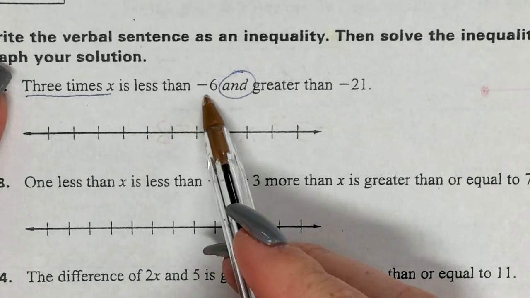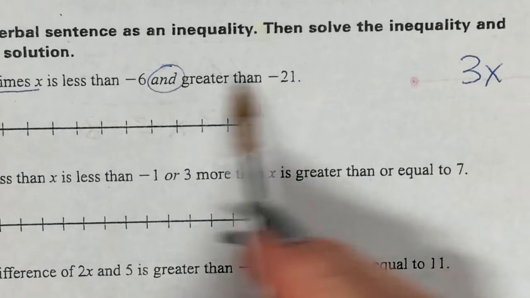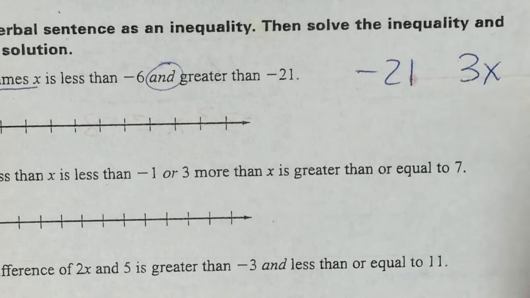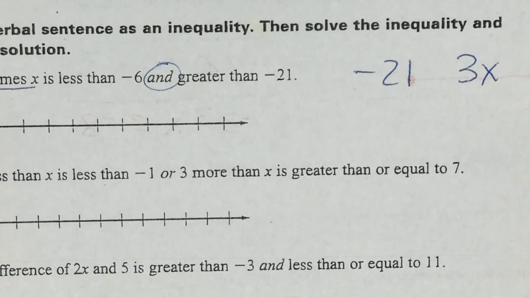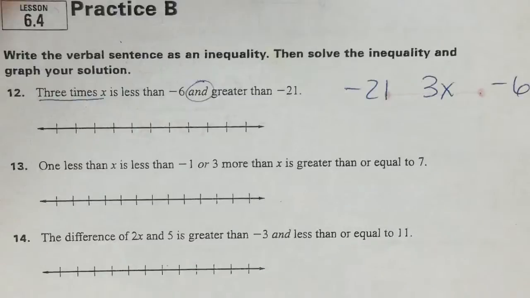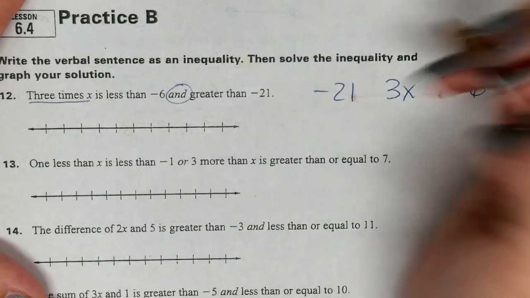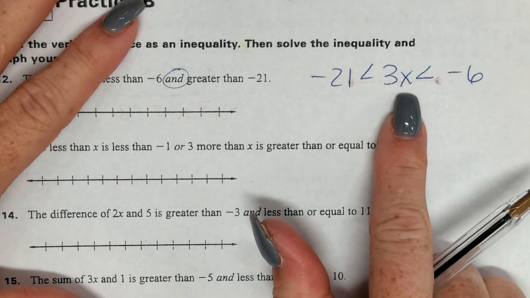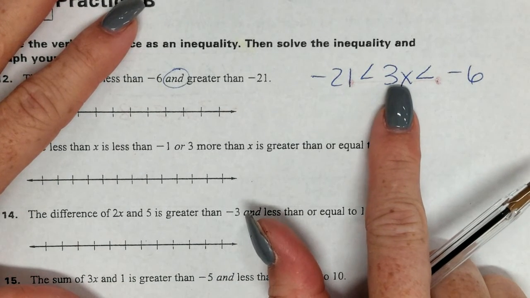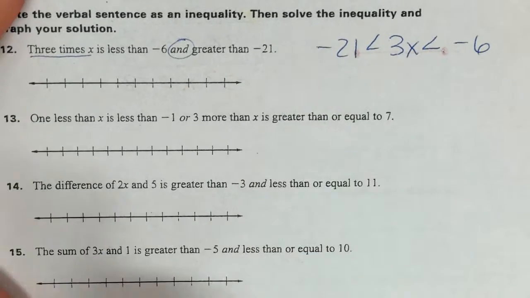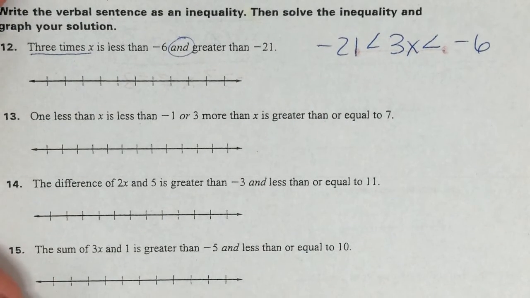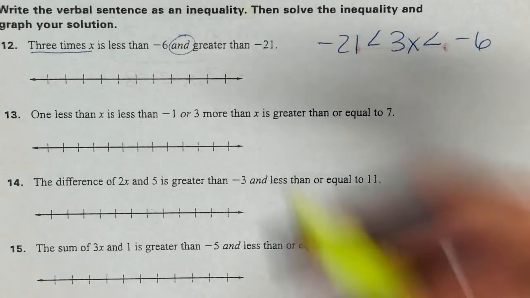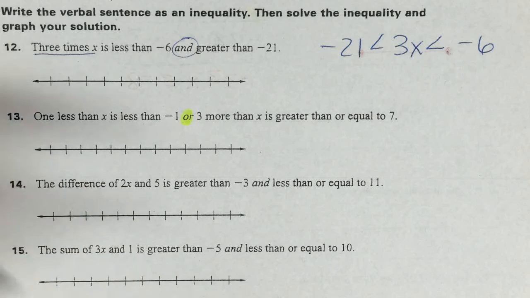Then we have a negative 6 and a negative 21. Which one's the smaller one? So it's going to go over here. Negative 6 is going to go over here. No equals to. Do you have to solve that? Yes, you do. You got to get rid of the 3 by dividing, right? All right, do I need to set up the rest with y'all? All right. Number 13, is it and or or? Or. So I'm going to have 2 separate inequalities.